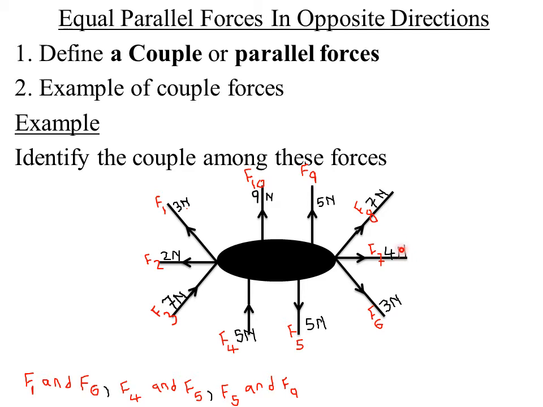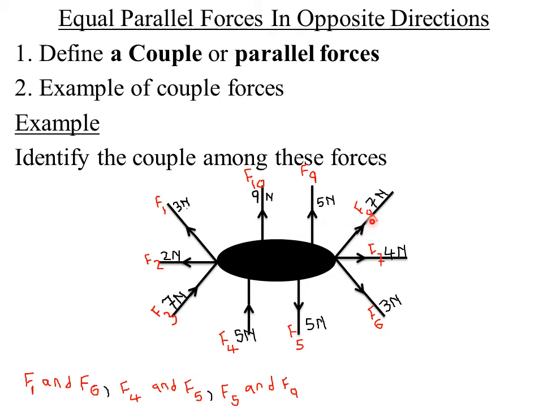So maybe we look at a different pair. For example, we try to investigate force F8 and maybe F3. You realize force F3 is moving upwards, force F8 is also moving upwards. So they are moving in the same direction, so they are not oppositely directed. Therefore, F3 and F8 cannot be categorized as couple forces.